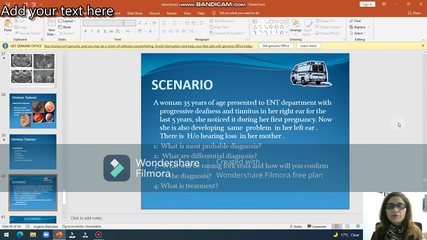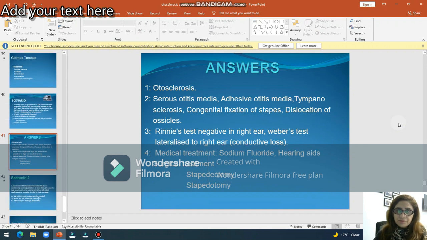So, scenario: a woman 35 years of age presented to the ENT department with progressive deafness and tinnitus in her right ear for the last 5 years. She noticed it during her first pregnancy. Now she is also developing the same problem in her left ear. There is a history of hearing loss in her mother. What is the most probable diagnosis? What are the differential diagnoses? What will be the tuning fork test, and how will you confirm your diagnosis? What is the treatment? This is the scenario of otosclerosis.